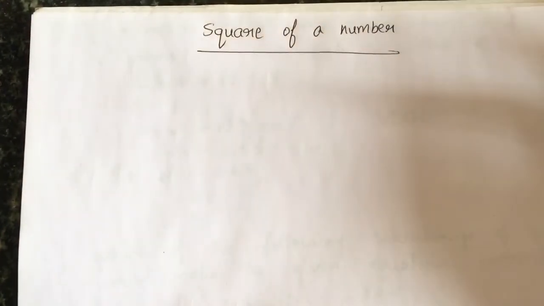Welcome to Math World. In today's class, let us learn a trick to get the square of a number. A number may be a single digit number, two digit number, or a three digit number. We know that when we have a single digit number, we know how to get the square.